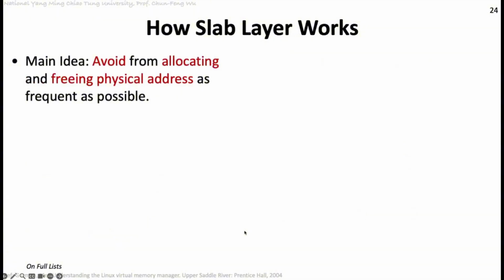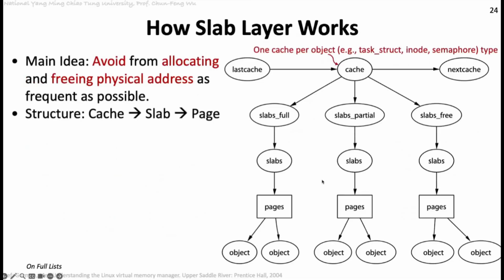Okay. So how does the slab layer work? The key idea for the slab layer is to avoid allocating and freeing physical pages as frequently as possible. So the structure will look like this. The structure is cache, slab, and page.